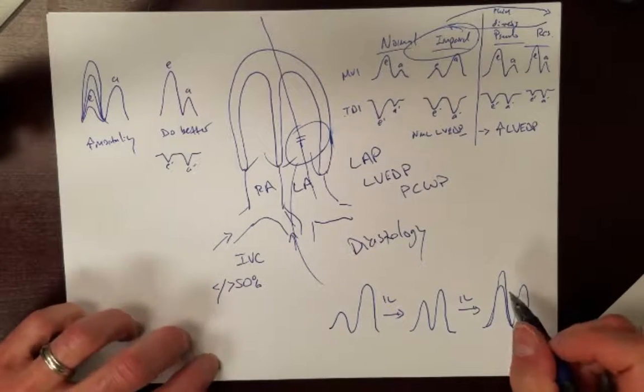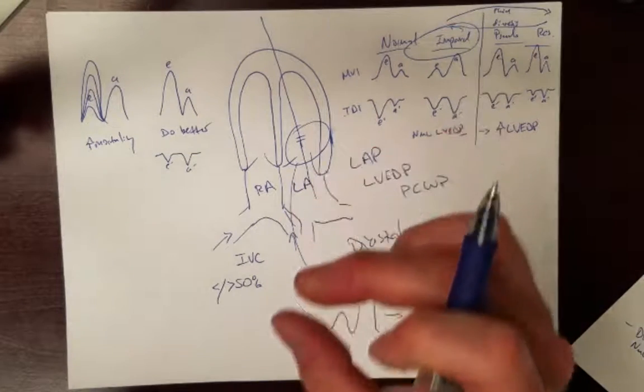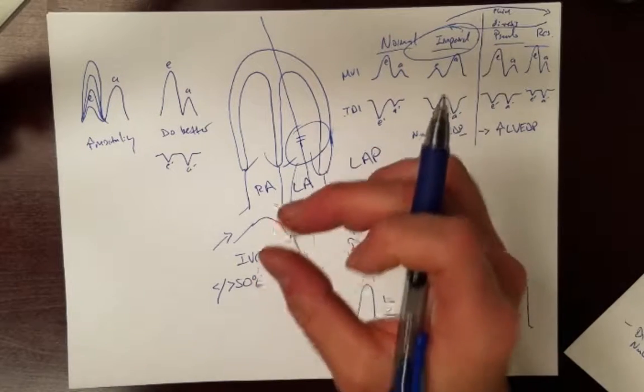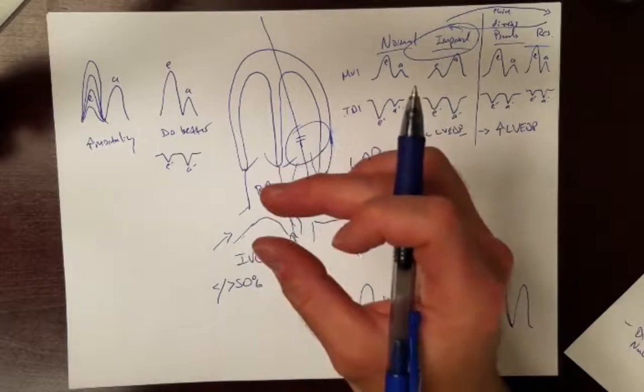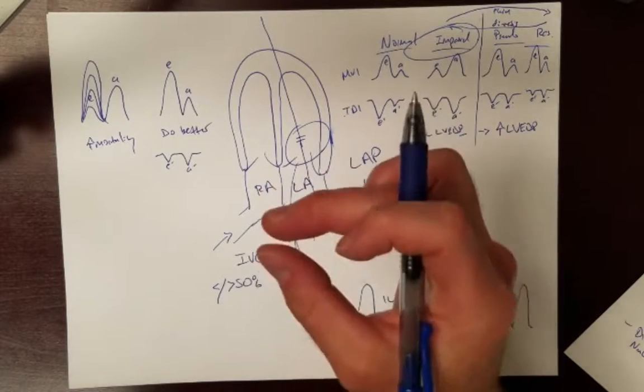And at that point, I know that I've optimized the preload to my left ventricle. I've got them just a little bit fluid overloaded, which is probably where I want these patients and where the data would suggest that these patients do best. It's just a little bit extra fluid. You want to make sure that you're filling the tank.